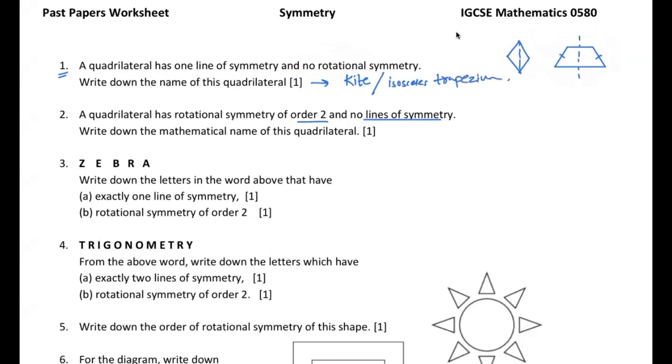Okay, question number 2. A quadrilateral has rotational symmetry of order 2 and no line of symmetry. So the quadrilateral that doesn't have any line of symmetry is the parallelogram.